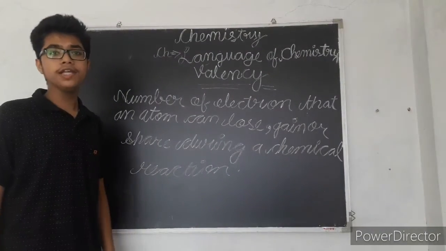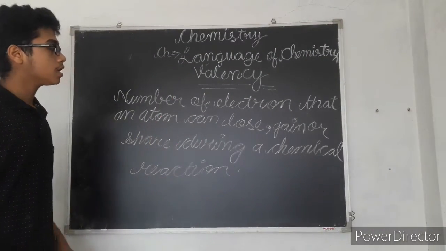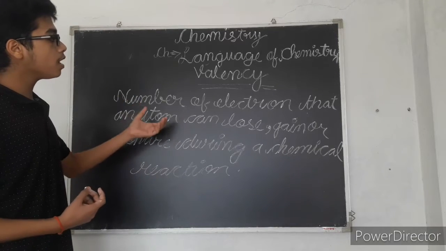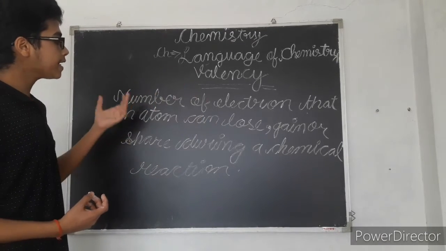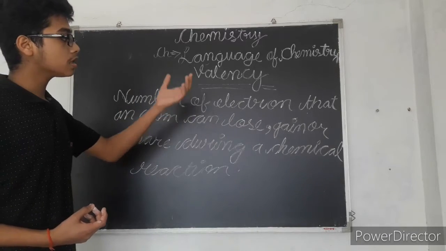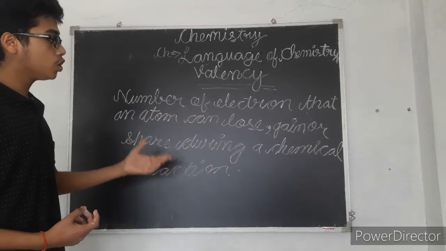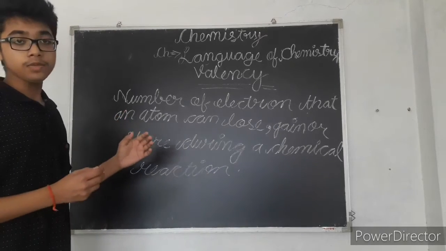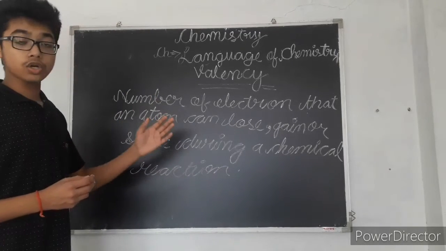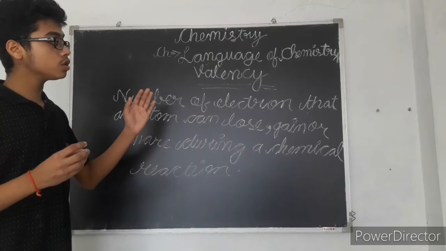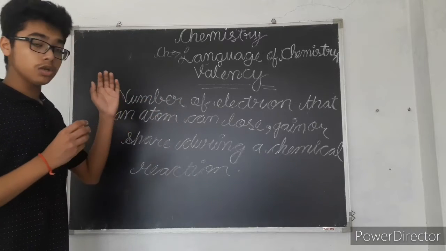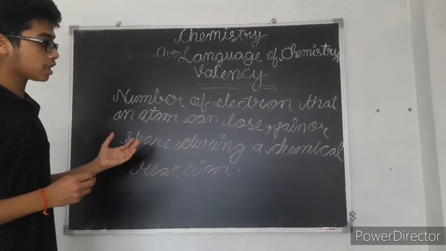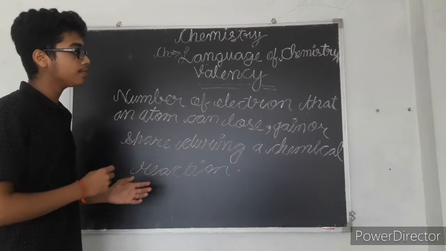Now we will study valency. What is valency? Valency is the number of electrons that an atom can lose, gain or share during a chemical reaction. Means how many electrons an atom can lose, gain or share during a chemical reaction.